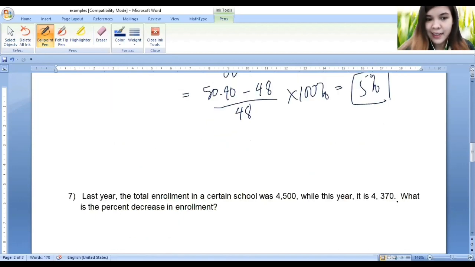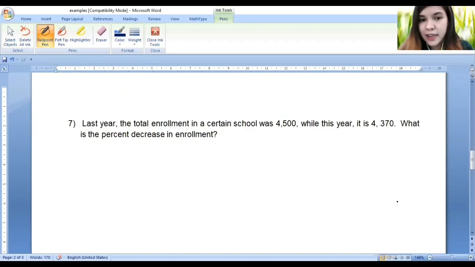Okay. Number 7. Last year, the total enrollment in a certain school was 4,500. So, yung nakaraang taon, ang enrollment nila, total students is 4,500. While this year is 4,370. So, new value. Find the percent decrease.